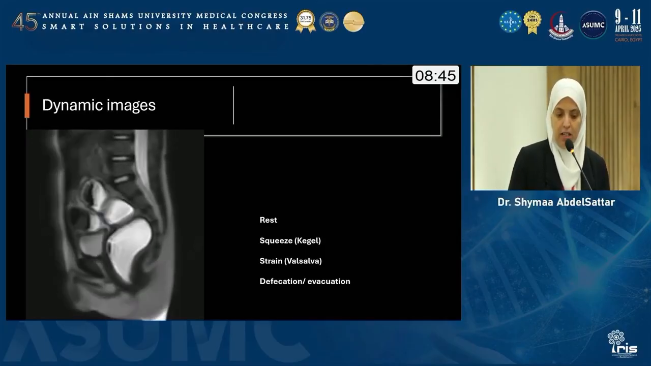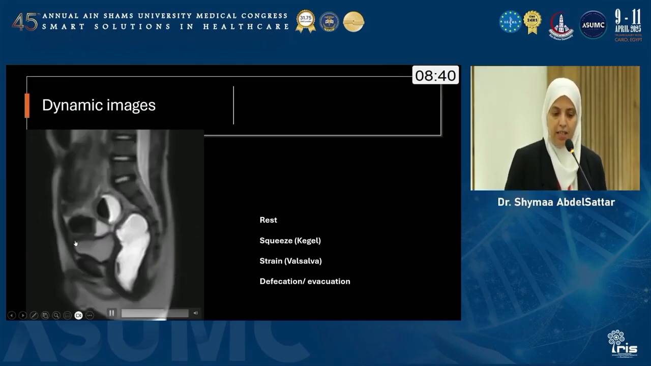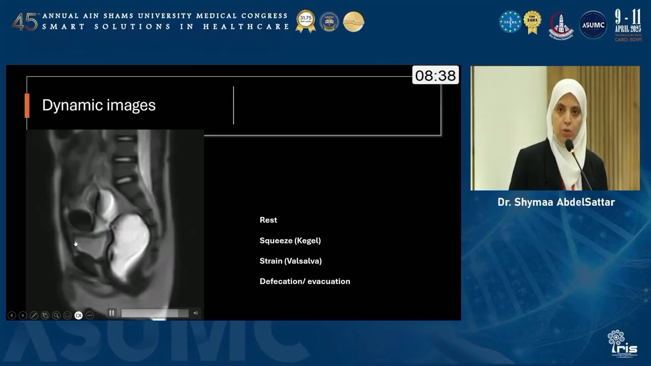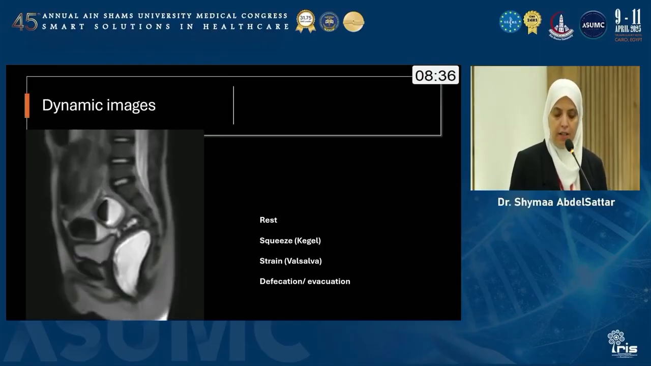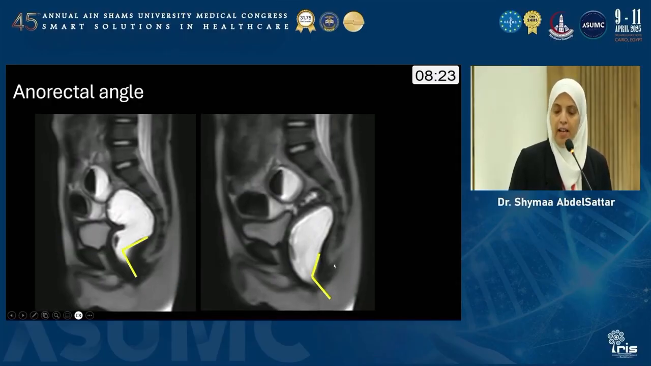This is a dynamic image. I comment on the degree of squeezing, or the patient elicits the acquired pressure, by seeing the bulge in the anterior abdominal wall. This is at rest here on the left, and on the right-hand side, we can see it during defecation. We measure the anorectal angle.